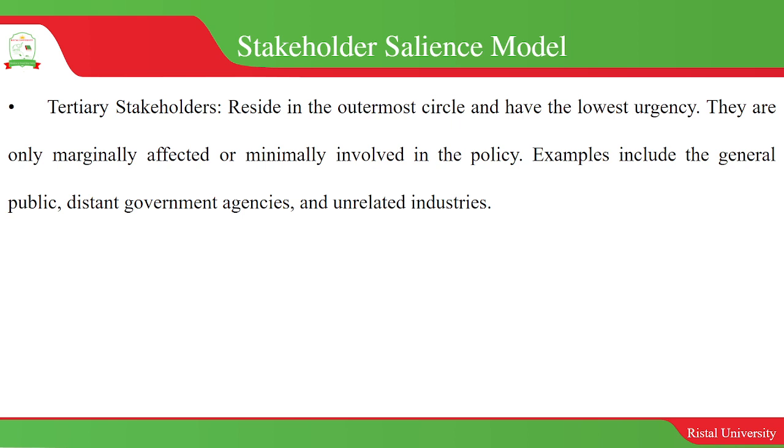And then lastly, the tertiary stakeholders. They are the ones who lie in the outermost circle. They have the lowest urgency. Basically, they are minimally or marginally affected by the policy. So you can have the general public or distant agencies that may not really be interested.